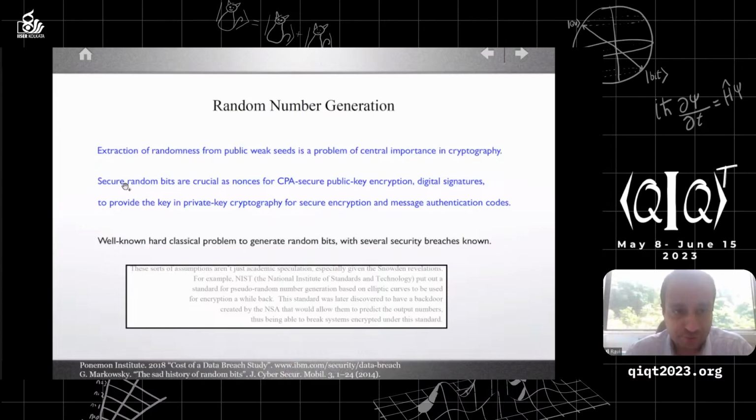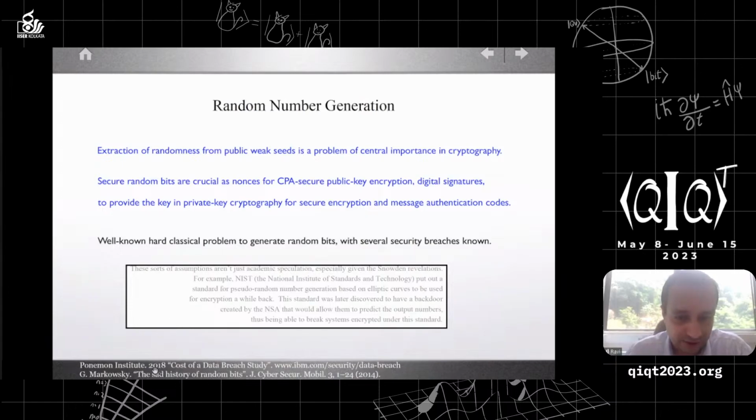And extracting such bits, secure, private, fully uniform bits, is crucial because they're useful in public key cryptography to achieve what is called CPA security and CCA security, which are security against chosen plaintext attacks and chosen ciphertext attacks. They're also useful in digital signatures, message authentication codes, and of course to provide the key in private key cryptography for achieving secure encryption. It's also well known that generating such private, fully random bits is a very hard problem.